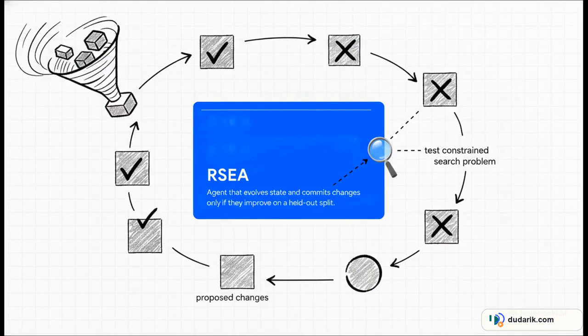Now, unlike previous methods, RSEA rewrites its own context, using a strict validation loop rather than just blindly appending information. Think of it like this. It treats context evolution as a constrained search problem. It proposes a change, tests it out, and only keeps it if it actually works on unseen data.